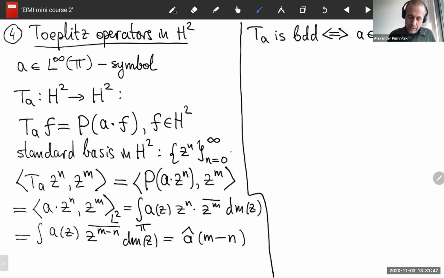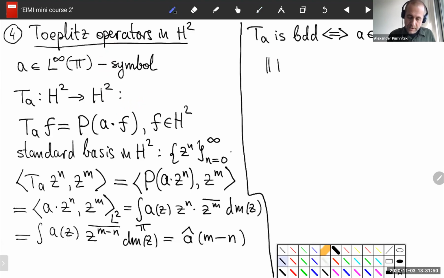And so it should not be surprising that we have this estimate. On the left is the operator norm of the Toeplitz operator. On the right is the norm of A as an element of L infinity. But in fact, we have equality here. This is not difficult to check at all. And moreover, if you take A unbounded, then the Toeplitz operator will turn out to be unbounded. Okay, so this is a very nice, satisfying relationship.